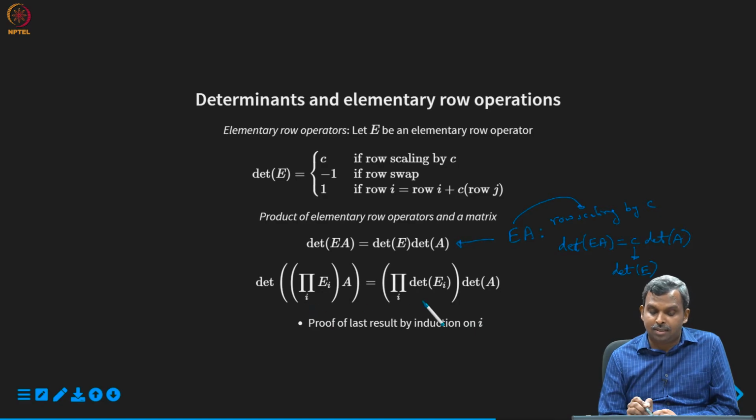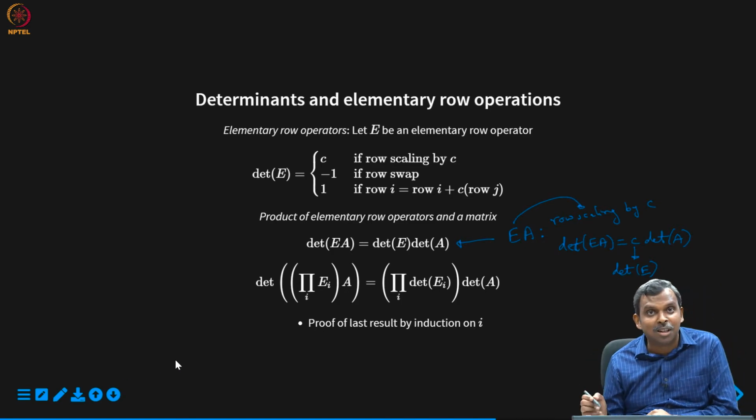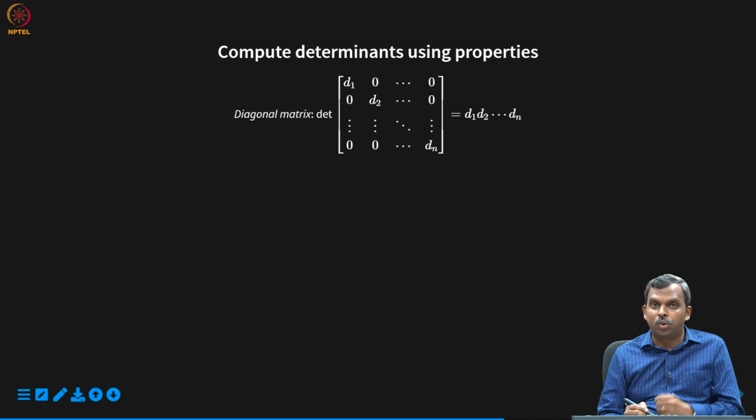Okay, so this, it turns out, is a very powerful result. Why is this very powerful? Because we know elementary row operators can do wonders for your matrix, right? That we know. So using the previous properties, we can now start really computing determinants for a whole bunch of matrices.